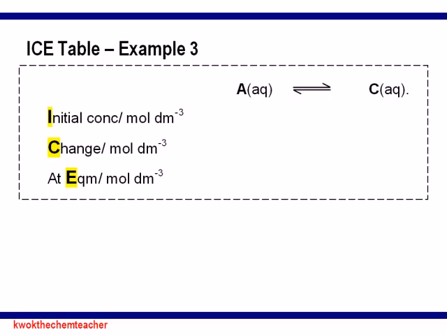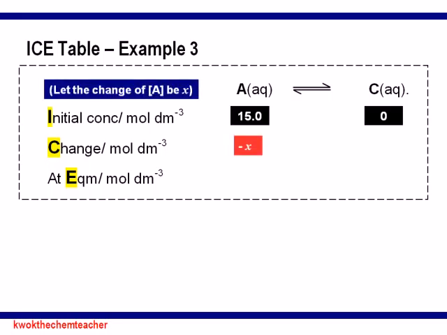So once again, we make use of our ICE table. As you could see earlier, A and C are found on the top of the row, whereas ICE will fill in the remaining rows of this table. So we have 15.0 mole per dm cube of A at start with 0 mole per dm cube of C. So let the change of A be X. Since it's in the 1:1 mole ratio between A and C, you would expect C to gain X mole per dm cube as well. So when you do the subtraction, it will be 15 minus X.